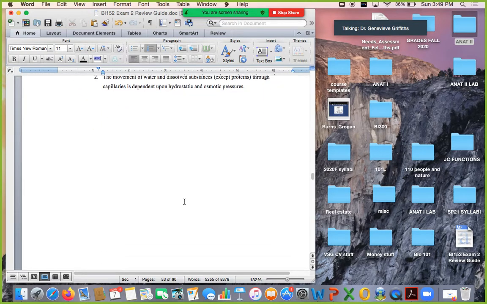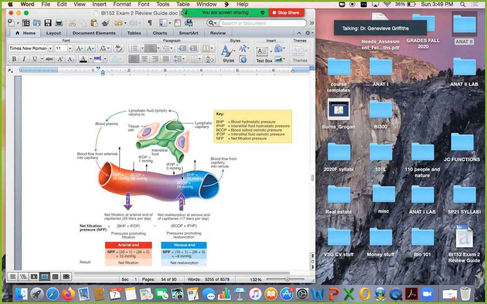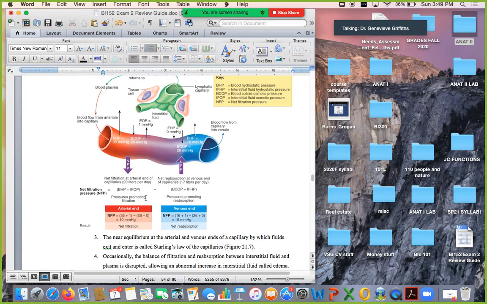Those are called hydrostatic and osmotic pressures, and that looks like this. Osmotic pressure would be in, hydrostatic pressure would be pushing out, and it's always going to be a net pressure of the hydrostatic pressure and the osmotic pressure. So here's the blood hydrostatic pressure and the interstitial fluid osmotic pressure, and here it's the blood colloid osmotic pressure and the interstitial fluid hydrostatic pressure. But basically, how much is the blood pressing outward versus pulling inward, right? And those two pressures are constantly going to allow things to escape and also to come in.